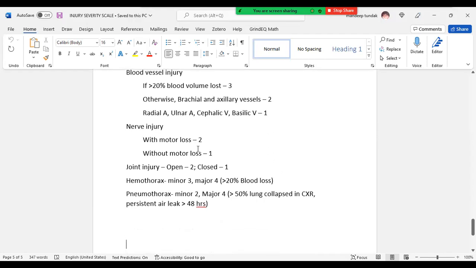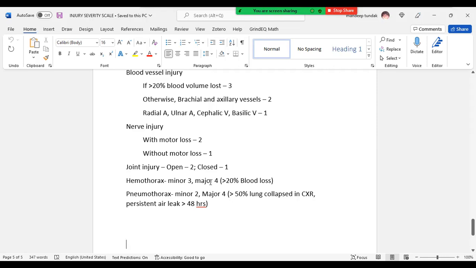Coming to nerve injury, if the nerve injury is associated with motor loss, then the score given is 2. But if it is without, only sensory loss has occurred, then the score is 1. Coming to joint injuries, if the joint is open, suppose we have an open elbow joint, then the score given is 2. If we have a closed joint, suppose closed knee joint, PCL injury has occurred, then the score is 1 only.